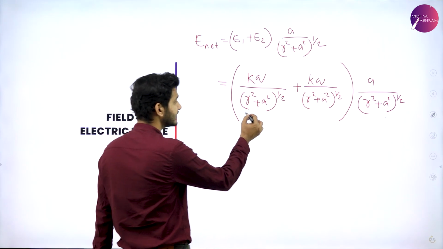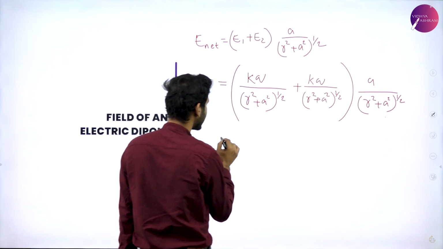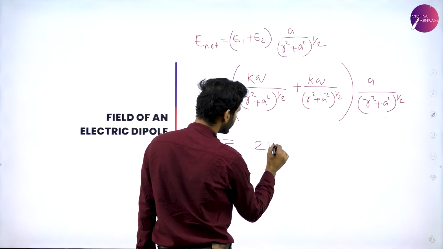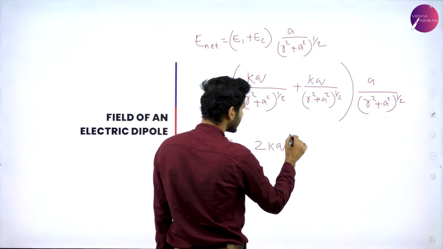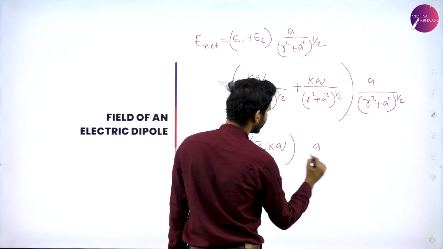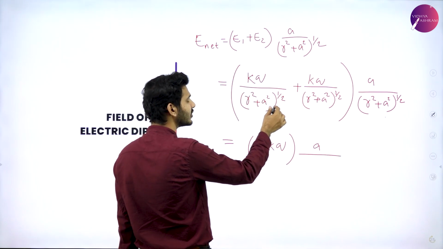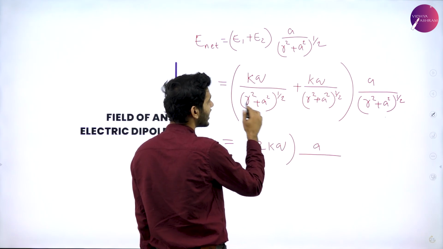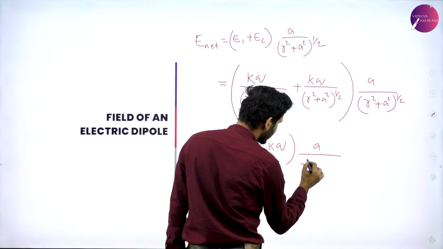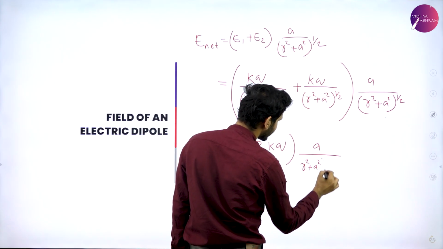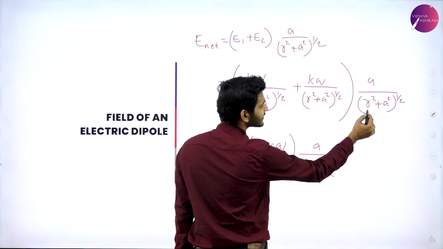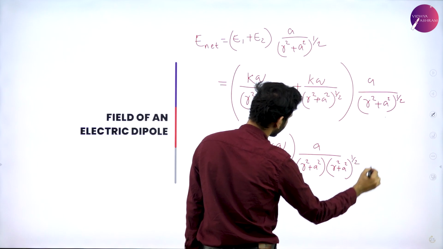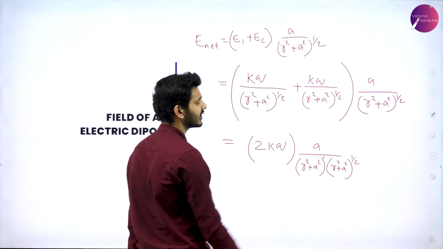Now as you can see here, these two are common. We are going to take it outside and what remains in the bracket will be KQ plus KQ, which is 2KQ, and outside the bracket it will be A divided by (R² + A²)^(1/2) plus (R² + A²)^(1/2), which is nothing but R² + A². So it will be (R² + A²) into (R² + A²)^(1/2). So this is raised to 1 and that is raised to 1 by 2.